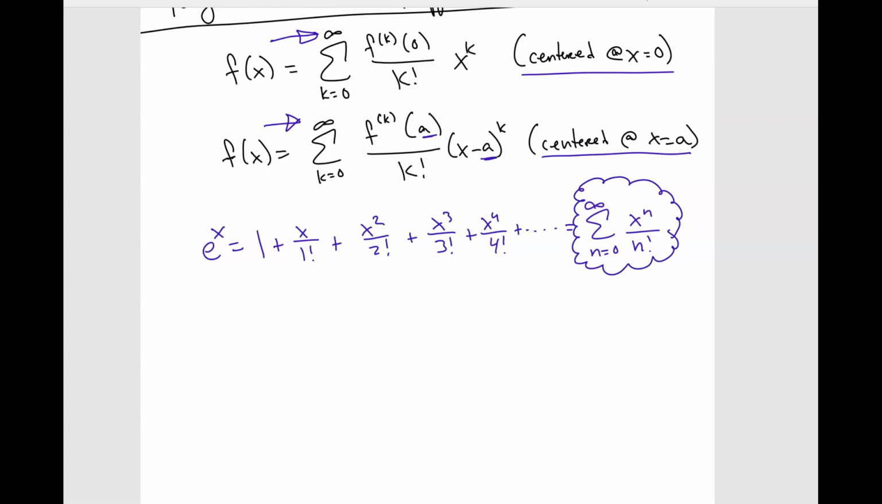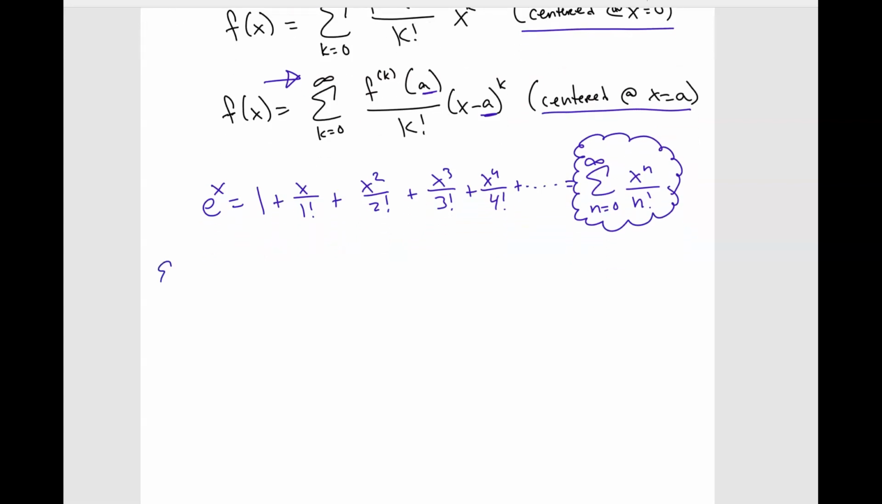Now, you don't need to memorize this, but I will be giving you these to be able to find new Taylor series. So for example, let's say I want to find the Taylor series for g of x equals e to the negative x cubed.